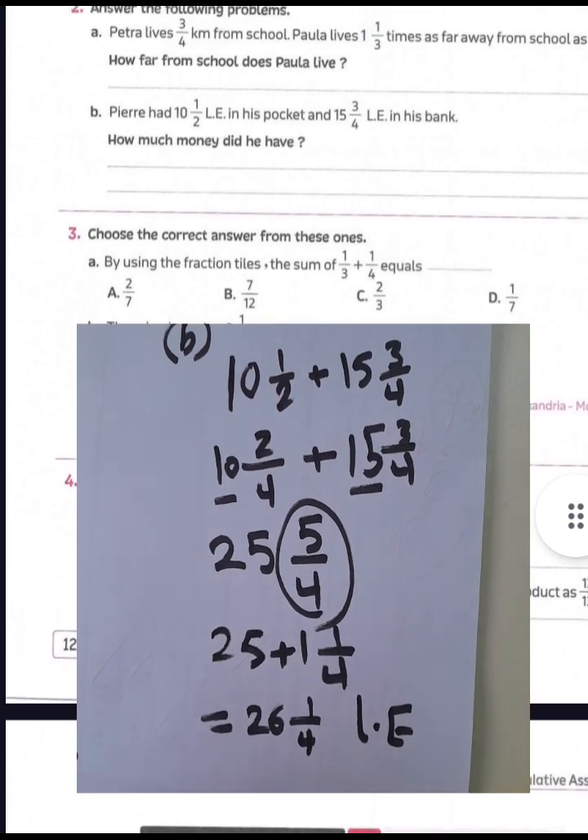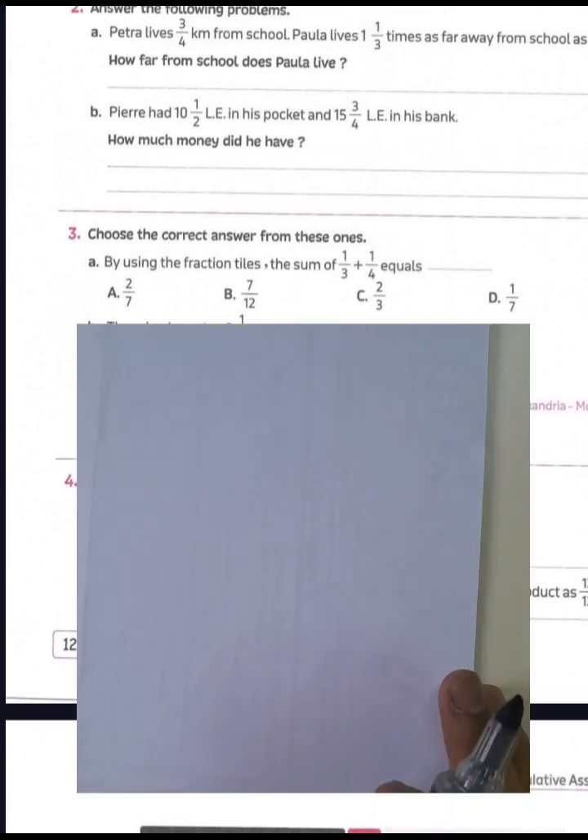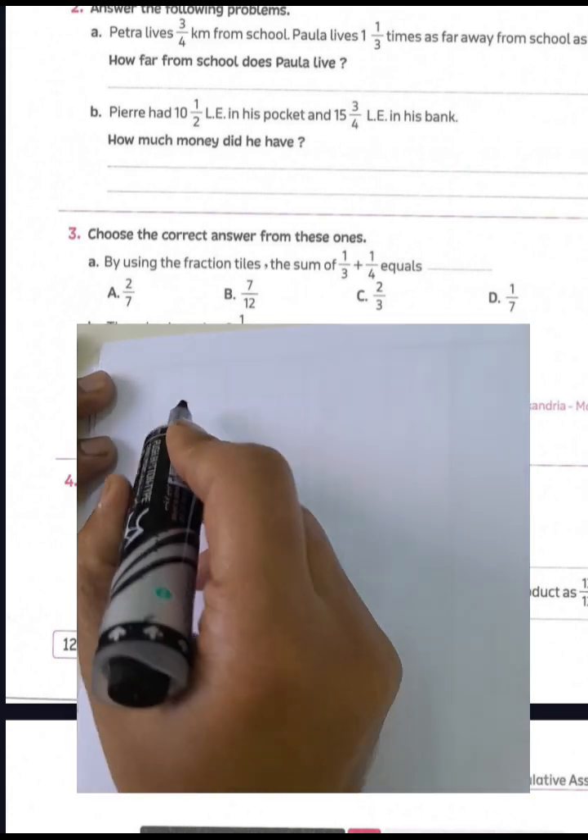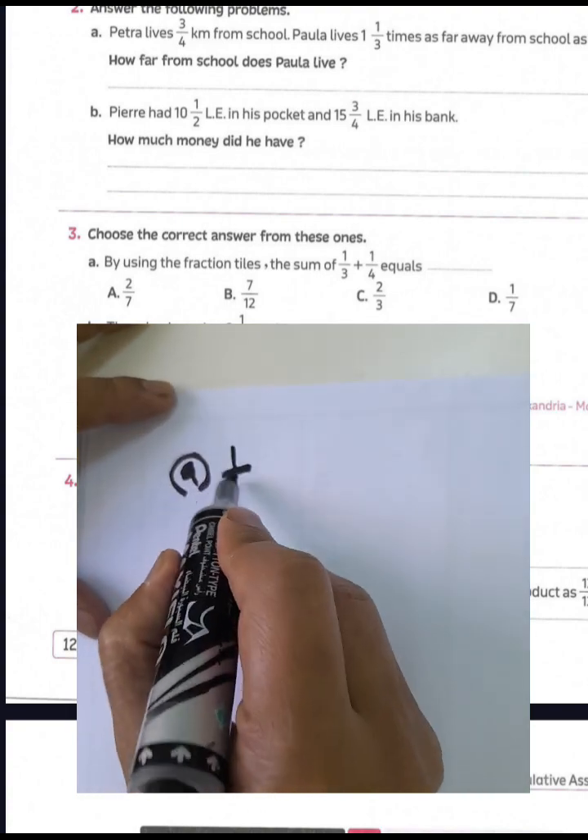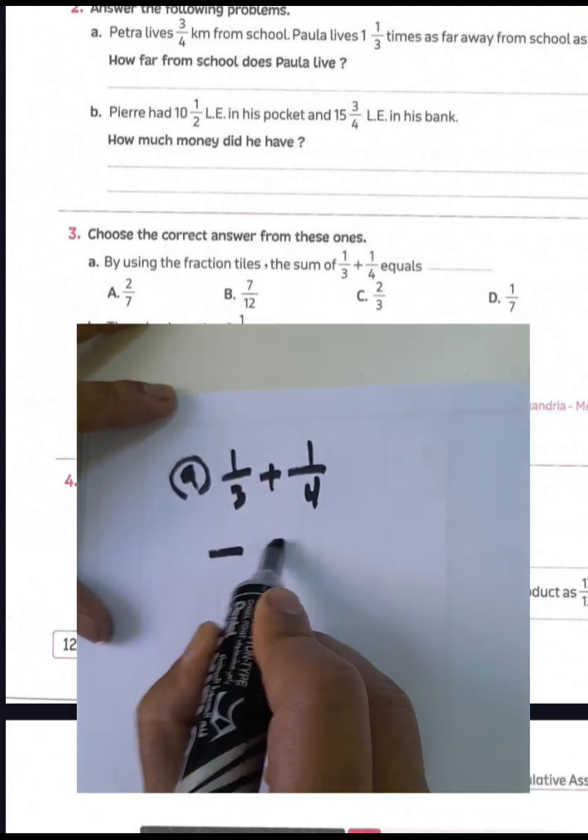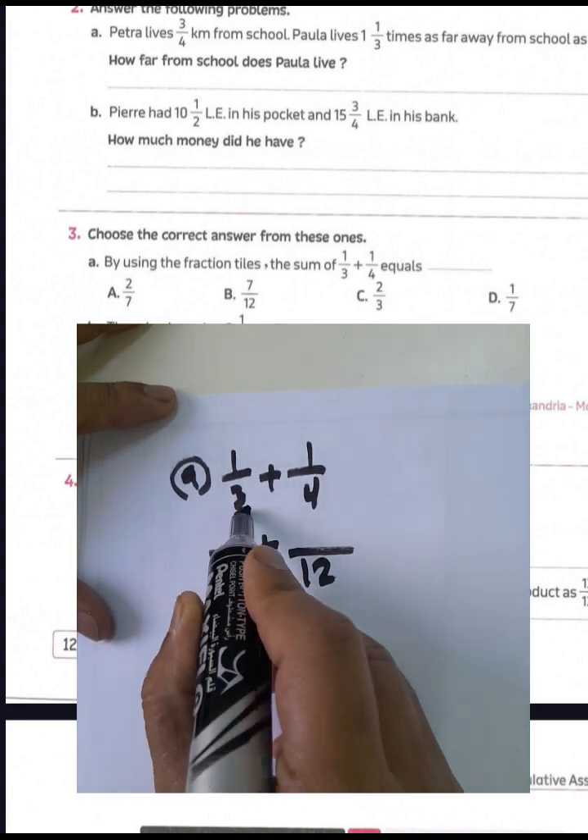Okay, question number 3. Choose the correct answer. Letter A. By using the fraction tiles, the sum of one third and one fourth equals what? We can add them by writing the least common multiple between the two denominators. We have third and fourth. The least common multiple between them equals 12.